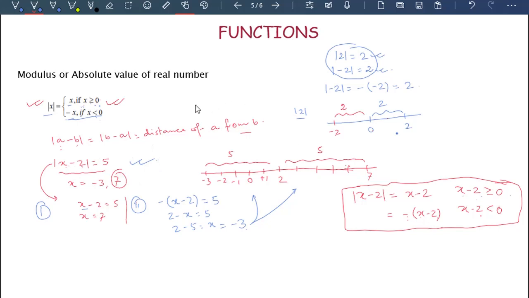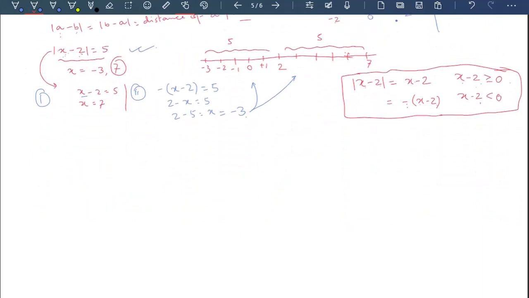But one thing is very clear from this definition: modulus of x is always greater than or equal to 0. Modulus of x is always positive, non-negative. Modulus can never be less than 0. So if someone tells you modulus of x plus 2 is equal to -1, solve the equation, what will be the solution? So this is not a valid question. Modulus of x plus 2 is equal to -1 is not a valid question. Why? Because modulus of x plus 2 cannot be negative. It should always be non-negative.